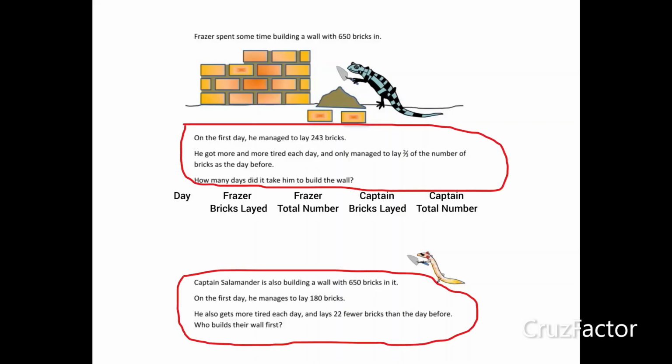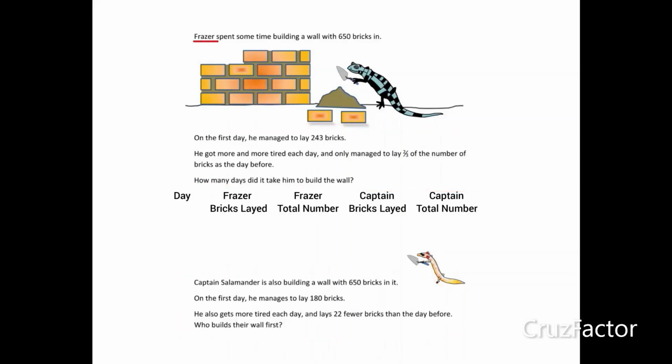Looking at the top here, it says, Fraser spent some time building a wall with 650 bricks. On the first day, he managed to lay 243 bricks. For day one, he put down 243, and the total number is 243.